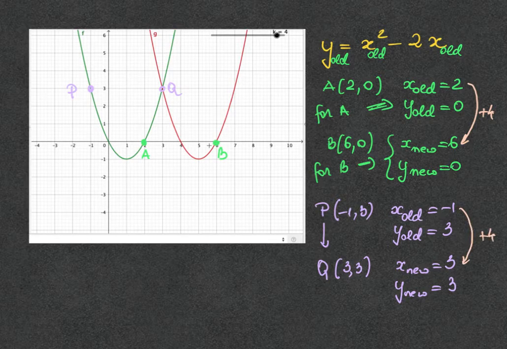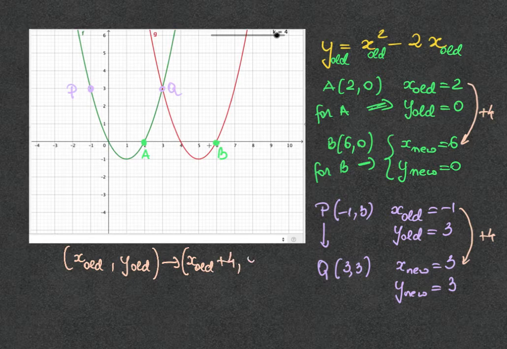So however you take a point on the green curve of coordinates x old, y old, it is going to map onto a point on the new curve with the coordinates x old plus 4 and y old stays the same. Therefore, x new will be x old plus 4 and y new is going to be the same as y old.